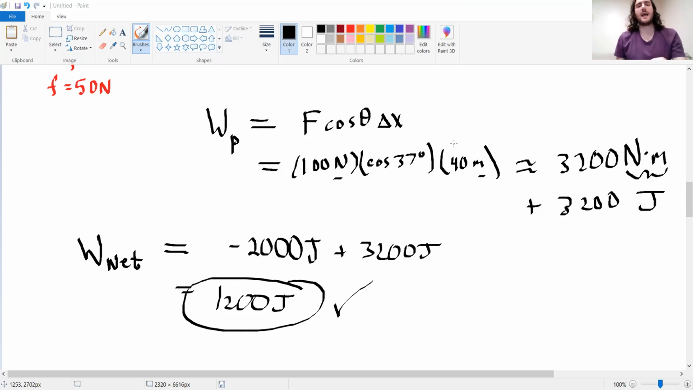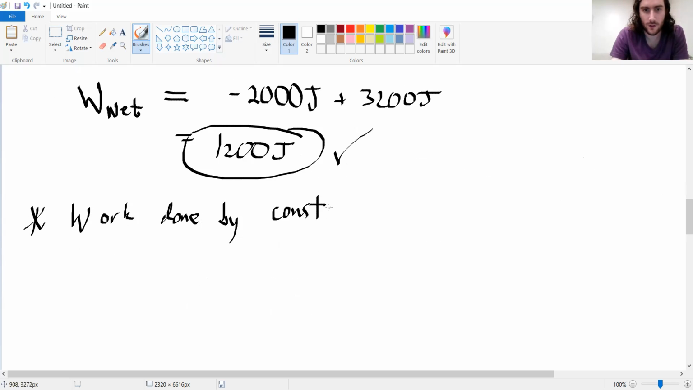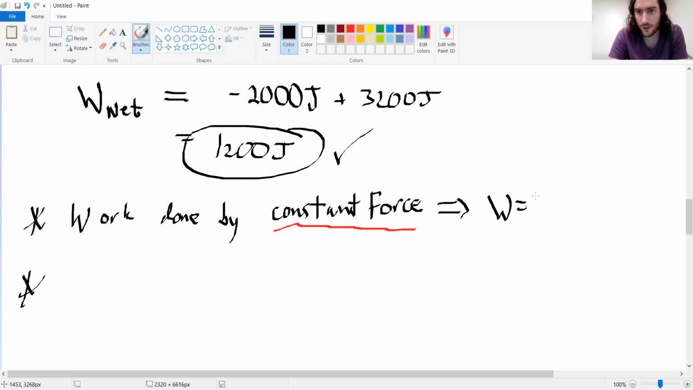So that is how you calculate the work done by a constant force, okay? So work done by a constant force: work is F cosine theta times delta x.